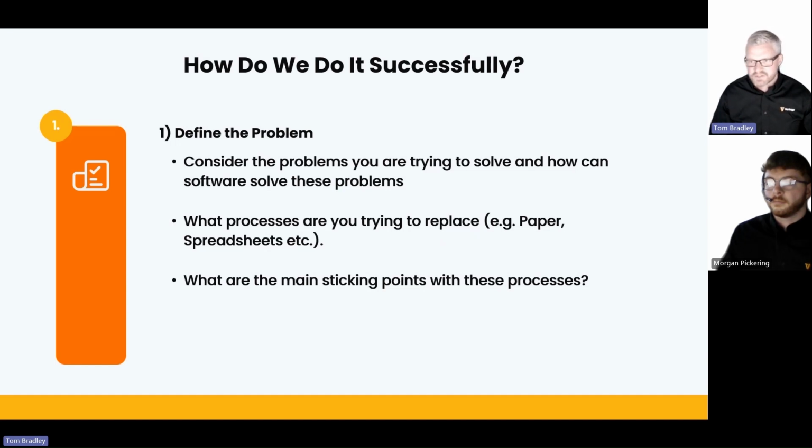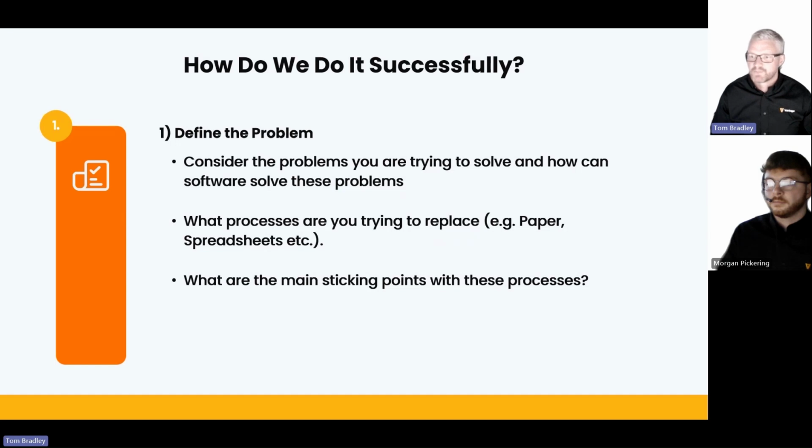Now, you might be asking yourself, how do we clearly define the problem? Well, going back over the points we've already discussed in terms of why digital adoption is important, those are the same points that also point to the problems you're trying to solve.